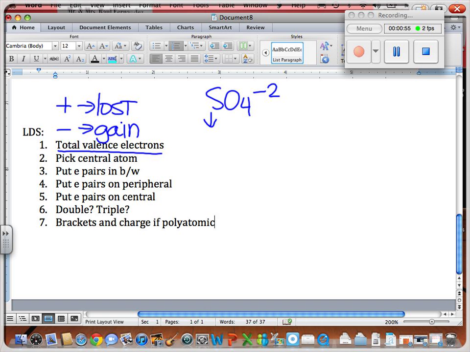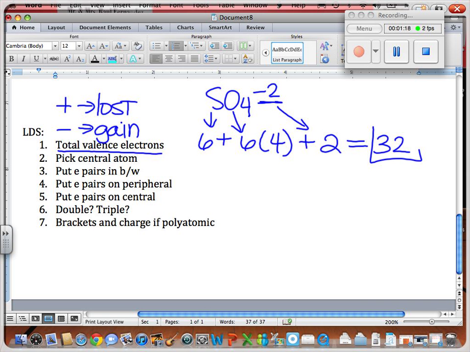So I go about this. S is in group 6, plus O, which is also in group 6, and there's 4 of them, which I get from this subscript. I also, because of the charge, need to add 2. Again, it's negative, which means I've gained electrons. So now my total electrons are 6 plus 6 times 4, plus 2, which gives me a total of 32. And now I'm going to operate as business as usual.